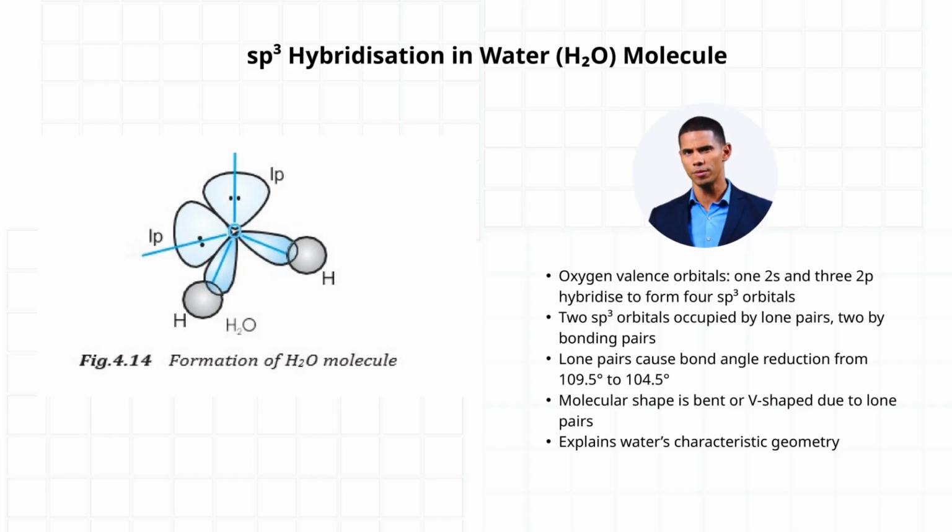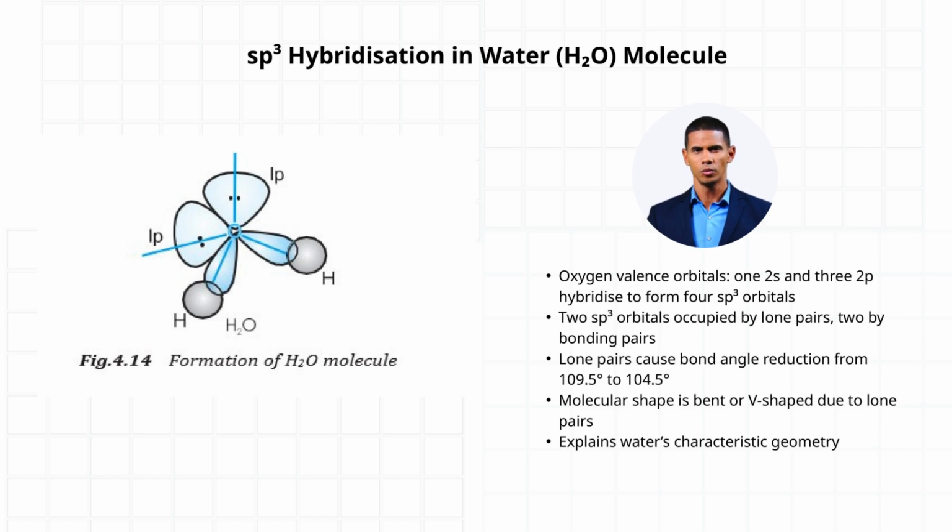Water, H2O, is a molecule that beautifully demonstrates sp3 hybridization and the effect of lone pairs on molecular shape. Oxygen has 4 valence orbitals, 1 2s and 3 2p. These hybridize to form 4 equivalent sp3 hybrid orbitals. 2 of these contain lone pairs of electrons that belong solely to oxygen, and 2 form bonds with hydrogen atoms.